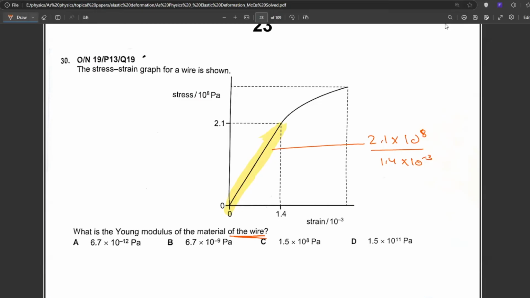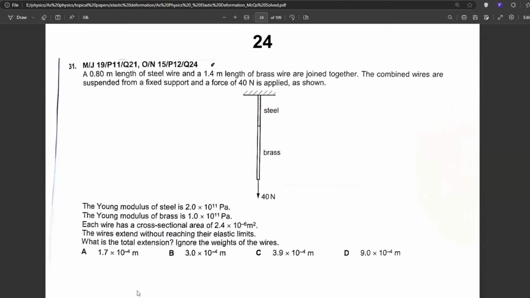Can we calculate the Young's modulus here? Yes. 2.1 into 10 raised to the power of 8 divided by what? 1.4 into 10 raised to the power of minus 3. This gives you an answer of what? 1.5 into 10 raised to the power of 11. If you check the answer for 23, it is D. Perfect. Let's further move ahead.